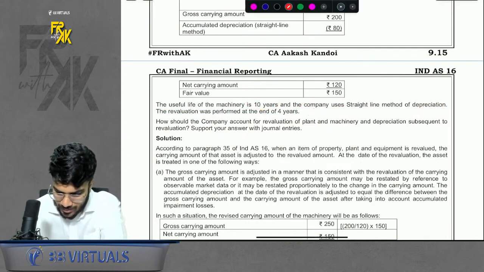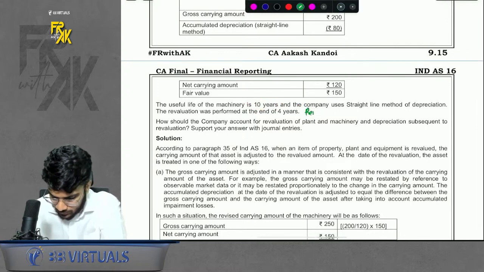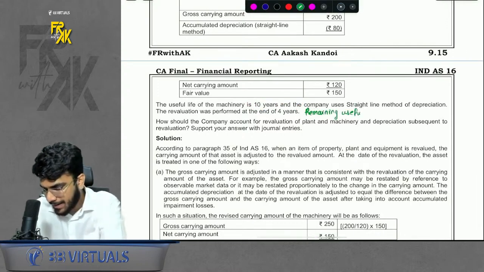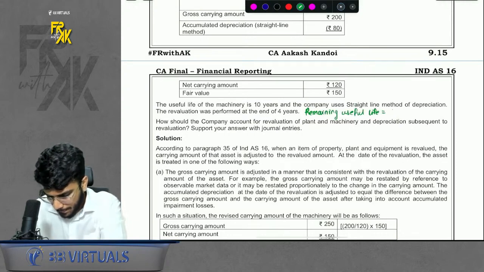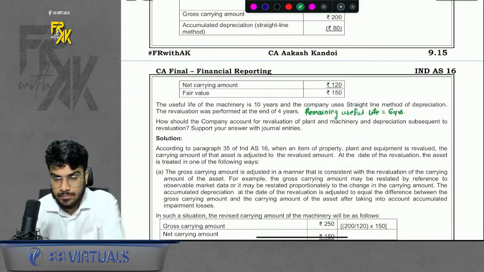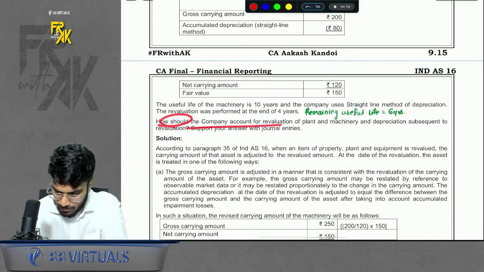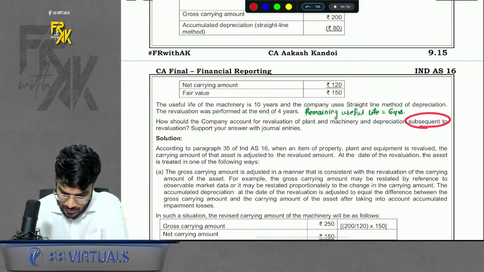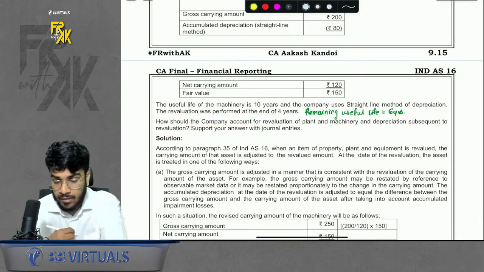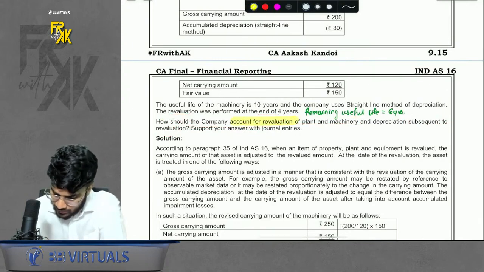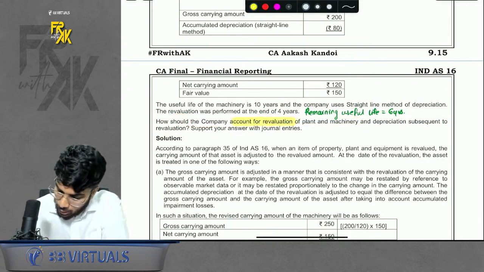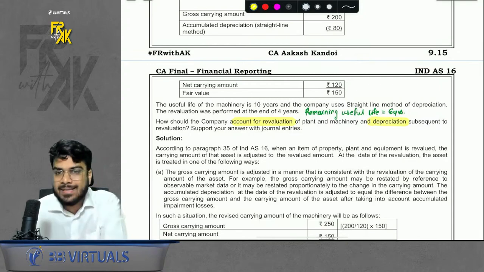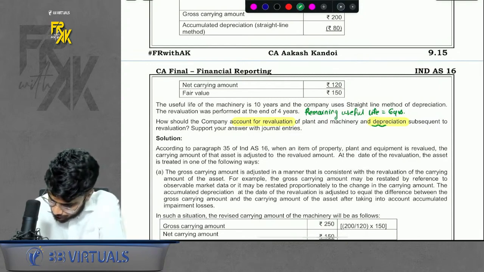The remaining useful life as on today is, remaining means balance useful life, 6 years, right? How should the company account for the revaluation of plant and machinery and depreciation subsequent to revaluation? They are asking us to account for revaluation. We will say it will be transferred to OCI, and they are also asking how to account for depreciation. So we have to follow the two methods.